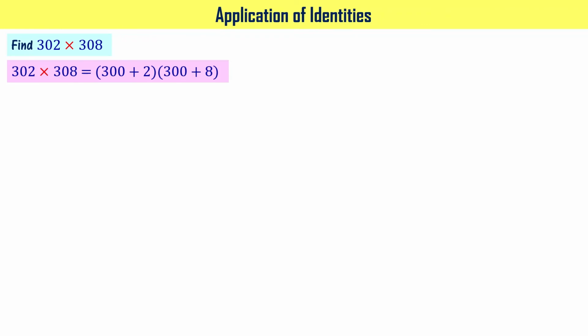Let's take a look at another problem. Find 302 times 308. What is the product of these two numbers? One can simply multiply, but we are going to make use of one of the identities we learnt in this topic. So let me write it as 300 plus 2 times 300 plus 8.